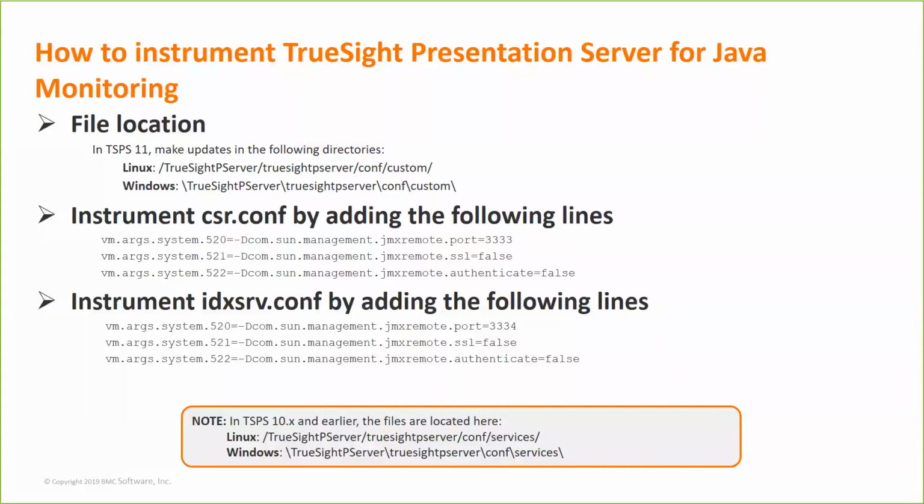These are our default settings. So if you look at the next one, which is the index server, the index server is the Elasticsearch side of things, and we can see that we've set that one up on 3334. And you also see that I started the numbering at 520 again. If you are working on TSPS 10, there is no comp custom, so you will need to put that into the comp services directory for each of those processes.